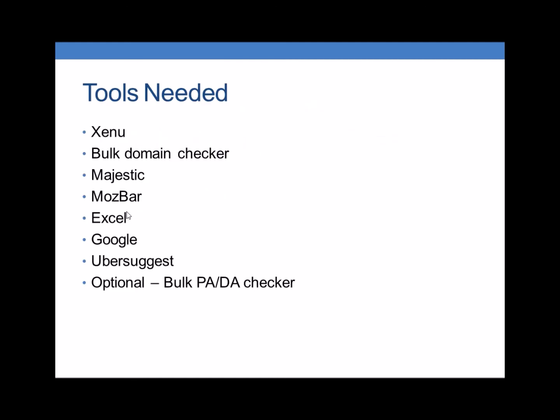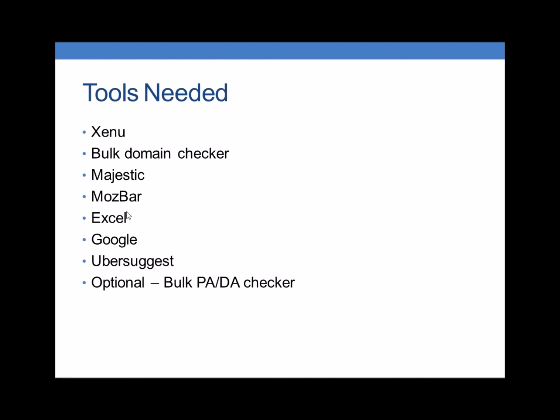You can see the basic list right here: Xenu, the bulk domain checker, which basically checks if a domain is available to be registered or not, Majestic SEO, MozBar, which is a Google Chrome extension, Excel or any spreadsheet, Google, and Ubersuggest. Optional is the bulk page authority, domain authority checker, if you do not want to use or pay for Majestic SEO.